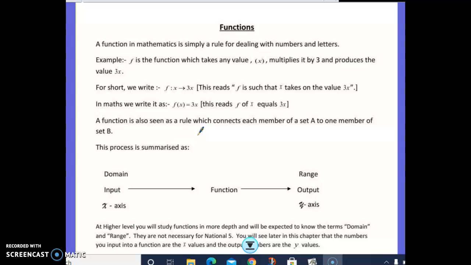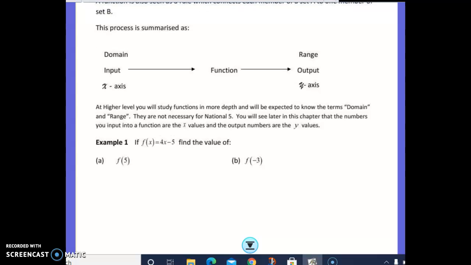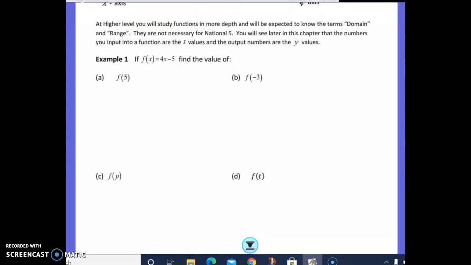Okay, the function then hasn't changed from when you saw it as an input-output machine. It is just a rule that connects one set of numbers that go in, which we call the domain, to the range, which is the numbers that you come out. You don't need to know the words domain and range at National 5 level. If you go on to Higher, then you'll learn more about them then. Okay, let's have a look at some examples then.